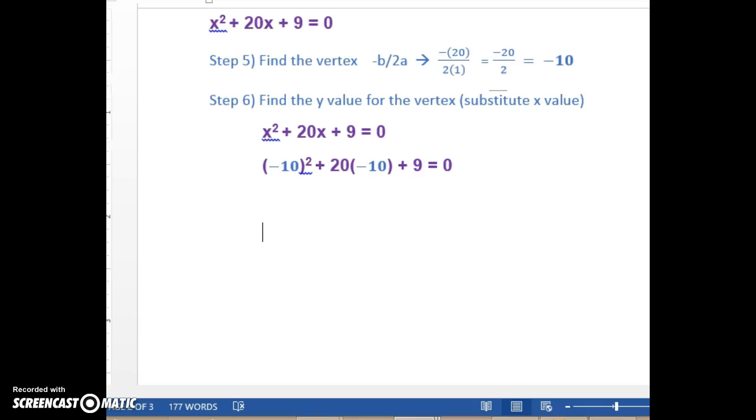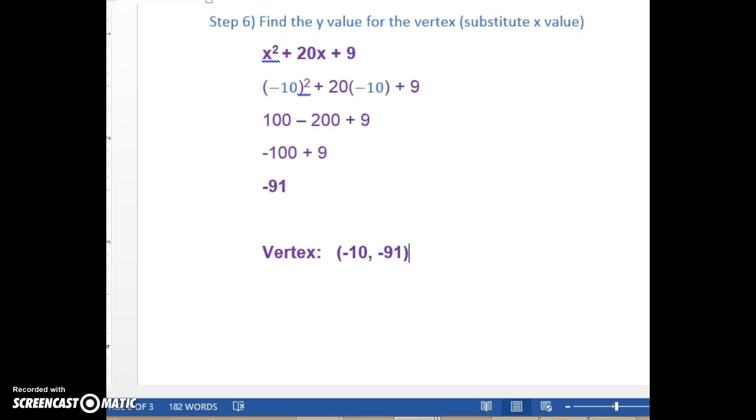Here's the original equation in standard form, and below that I substituted in negative 10 for x, and now we can solve. Don't forget your order of operations. Perform the exponents, and then perform the multiplication, and then we do addition and subtraction, same priority, reading left to right. After simplifying, we end up with a y value of negative 91. So now we have our vertex point as being negative 10, negative 91.